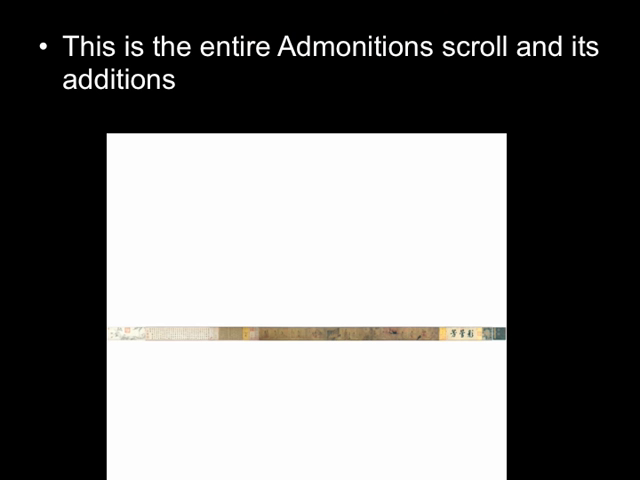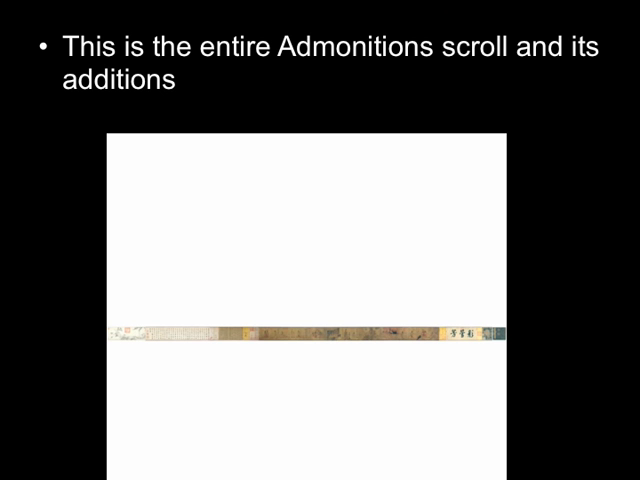Gugajir's Admonitions of the Palace Instructors exists in a couple of copies. We're mostly going to look at the copy that is housed now at the British Museum in London. What I'm showing you here is just an overall view of the admonition scroll with the later additions of colophons and texts at the end.